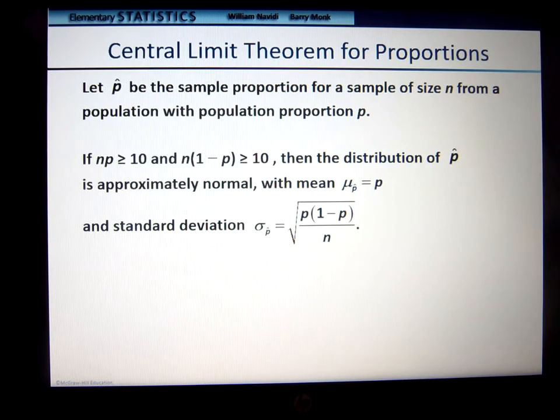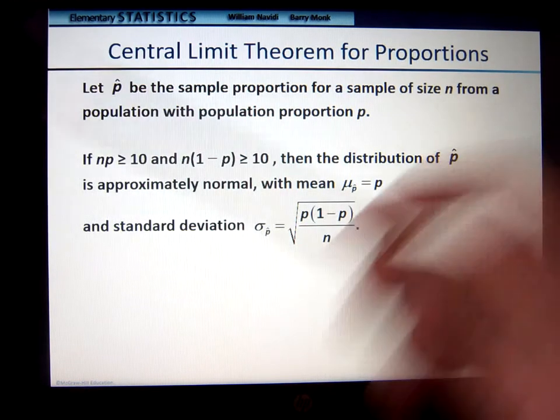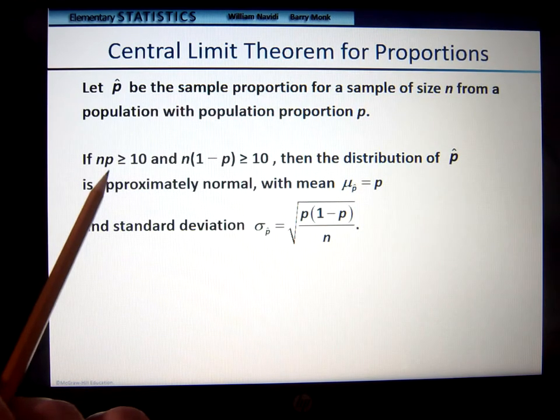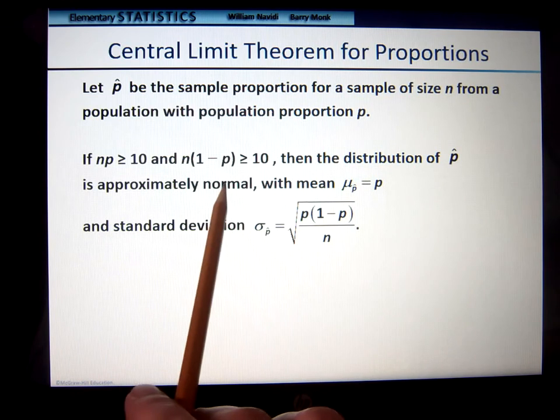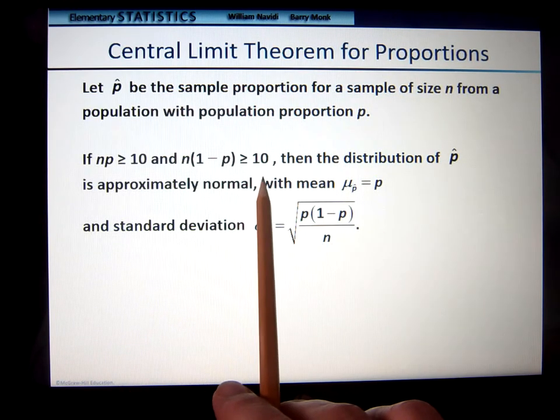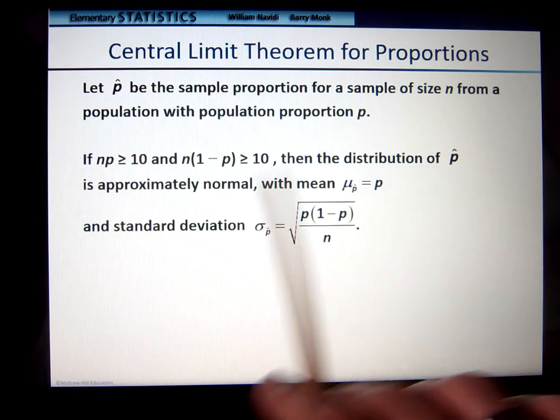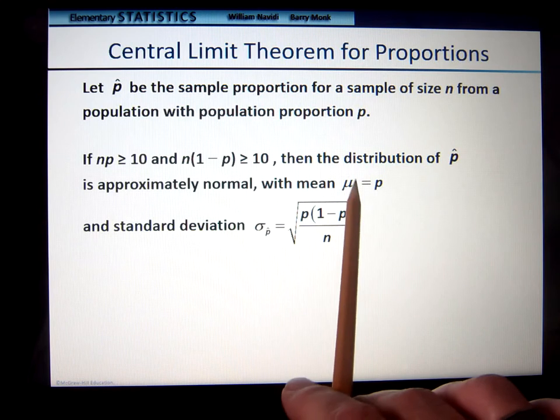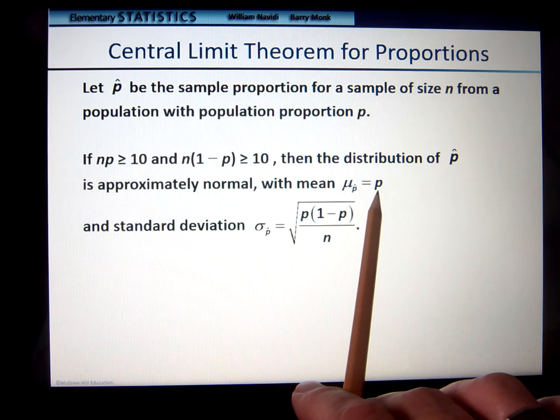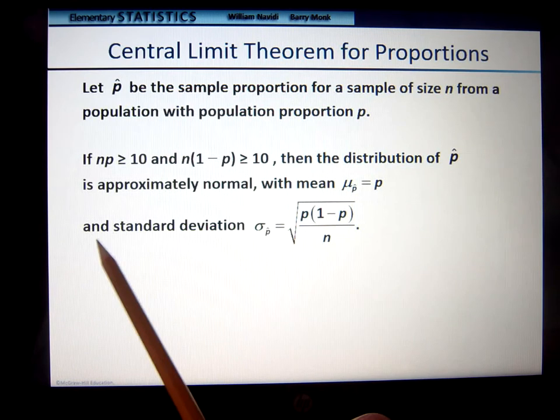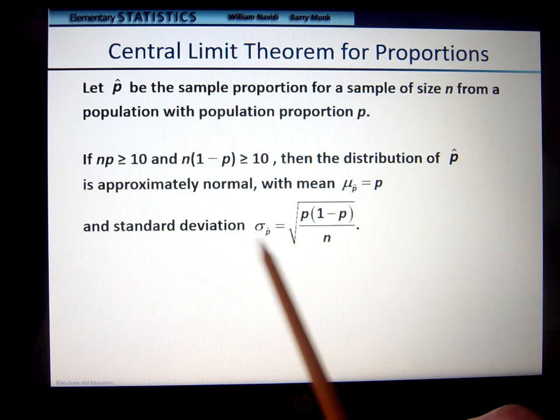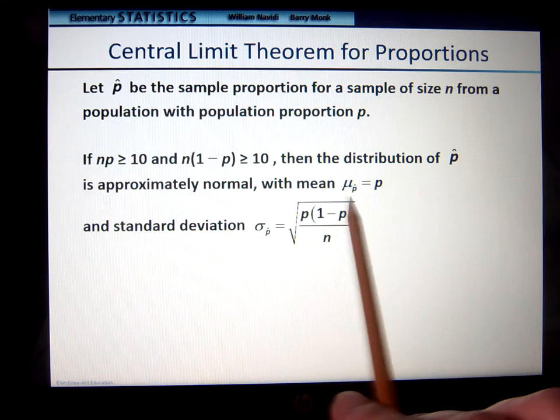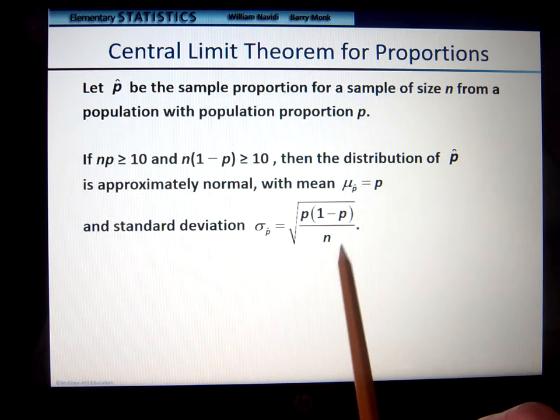So let p hat be the sample proportion for a sample size n from a population with population proportion p. If n times p is greater than or equal to 10 and n times the complement, 1 minus p, is greater than or equal to 10, then the distribution of p hat is approximately normal with the mean mu of p hat equaling the proportion p, and the standard deviation sigma of p hat equaling the square root of p times 1 minus p, all over n.